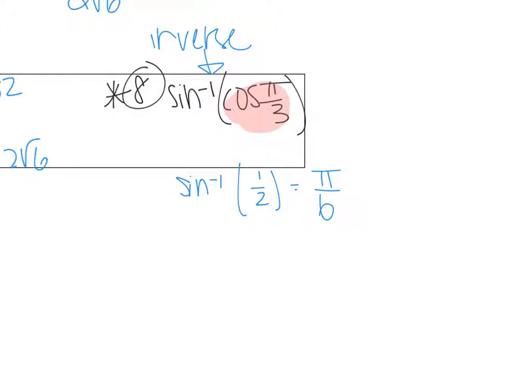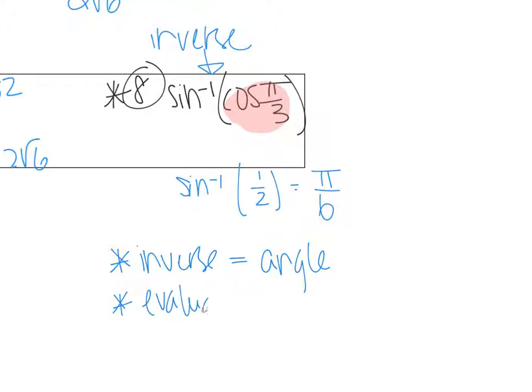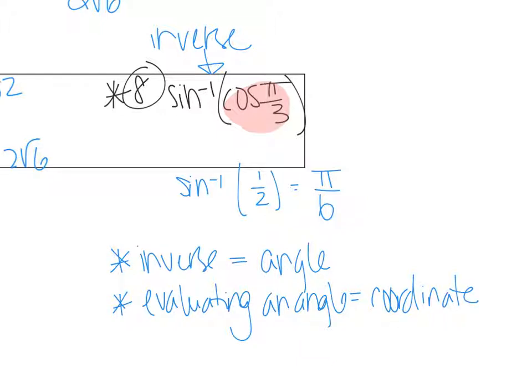So that'd be a good active note to take about how when you're doing the inverse, you should be providing an angle. And then when you are evaluating an angle, you would be giving your final answer as a coordinate.